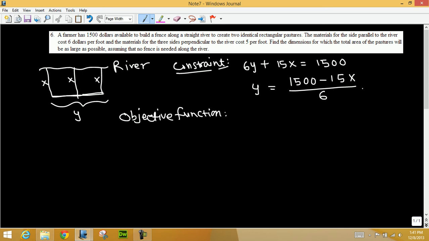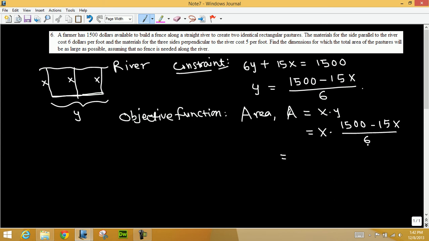find the dimensions for which the total area of the pastures will be as large as possible. So we want to maximize the area. So area is, this is y times x, or x times y. So the area, let's say A equals x times y, and we can replace y from the constraint. So x times y is now x times (1,500 minus 15x) over 6.